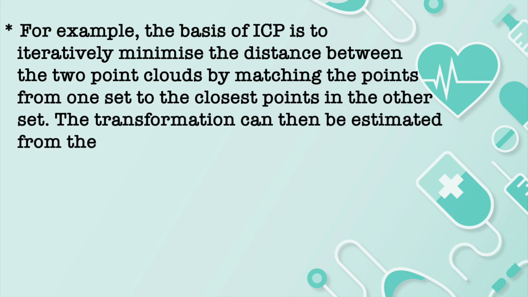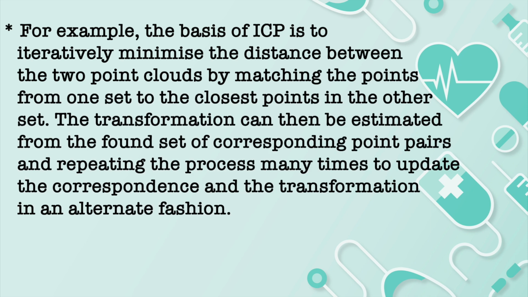For example, the basis of ICP is to iteratively minimize the distance between the two point clouds by matching the points from one set to the closest point in the other set. The transformation can then be estimated from the found set of corresponding point pairs, repeating the process many times to update the correspondence and transformation in an alternating fashion.